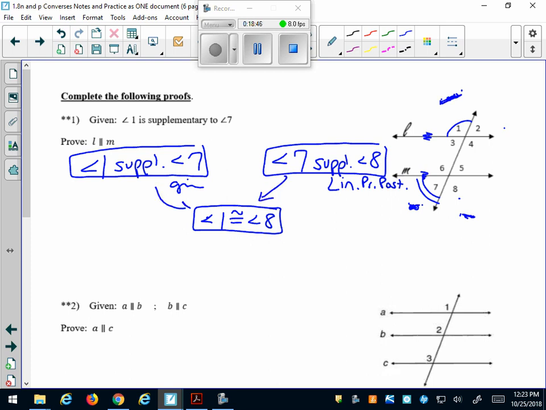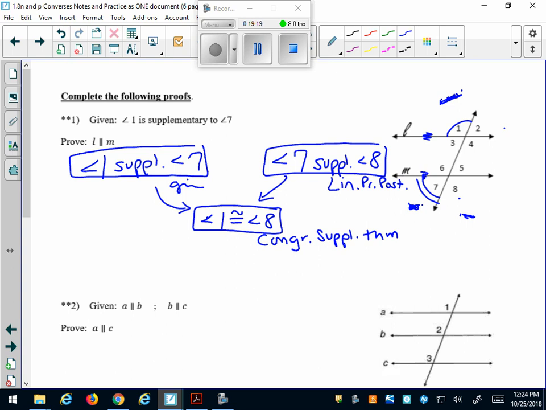What's the reason? What's that reason, Claire? Good. Congruent supplements theorem. A lot of people were really resistant to this theorem when I was teaching it because they were like, well, I could just do it the other way. If you want to get your head around this theorem, it saves so much time and it will come up a lot. Okay, so congruent supplements theorem says 1 is congruent to 8.